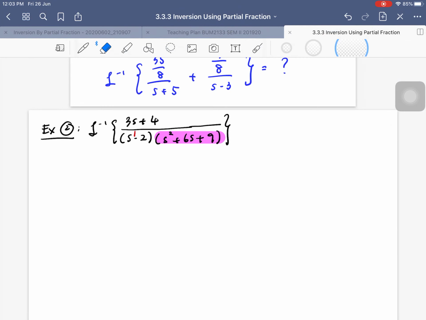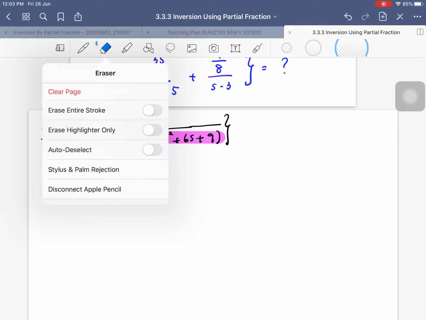Now let's proceed with the second example. So I'm going to find the Laplace inverse of (3s + 4) over (s - 2) multiplied by (s² + 6s + 9). So let me erase the highlighter.